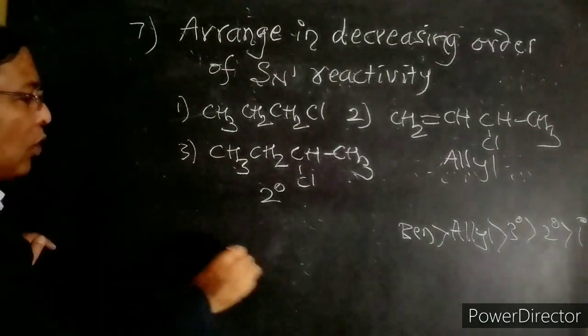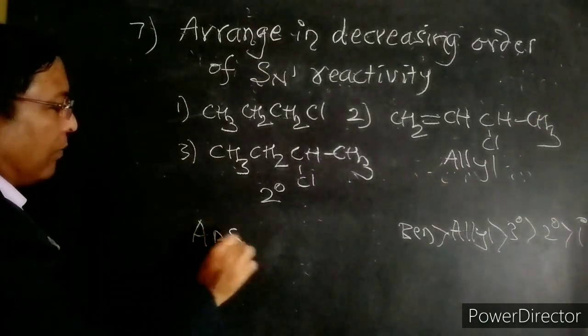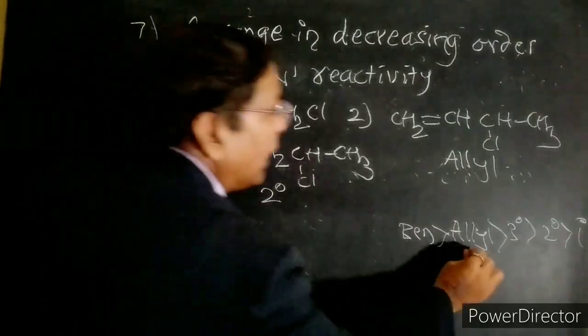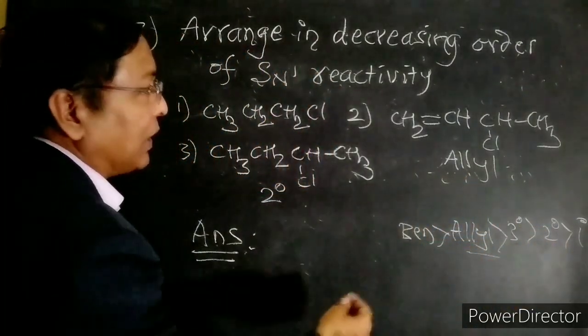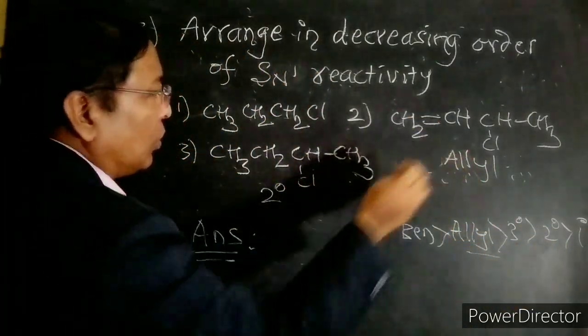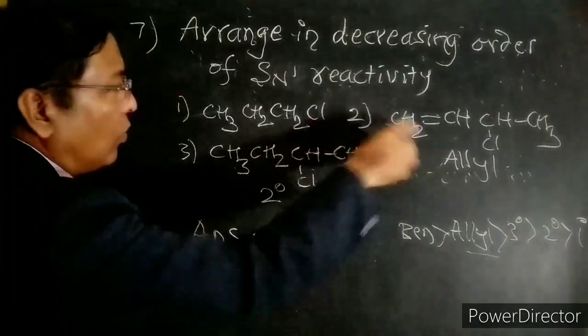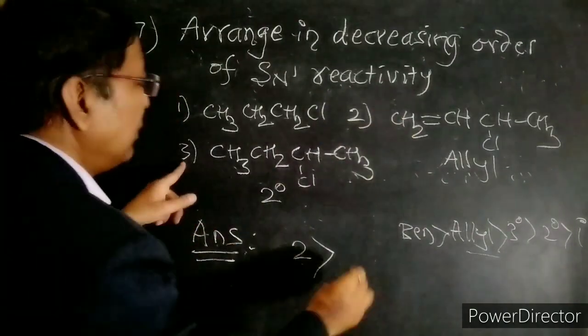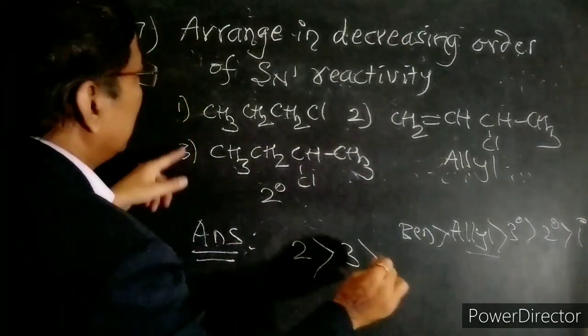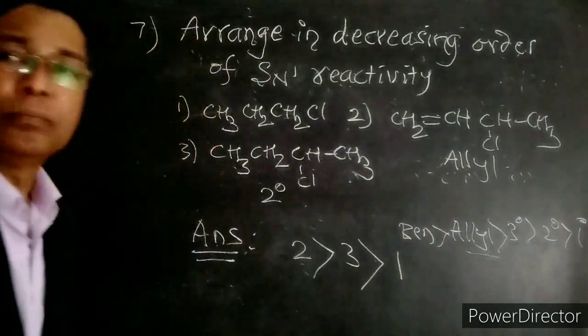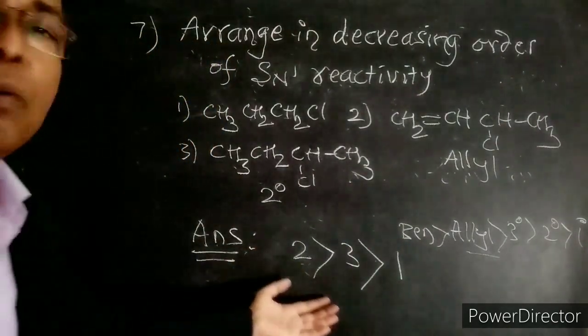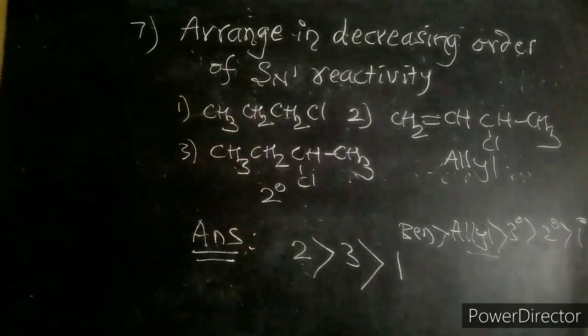So we know the order, that is, allyl halides undergo SN1 reaction rapidly. So the second will go SN1 very rapidly, then third, then first. This is the order of reactivity towards SN1 reaction.